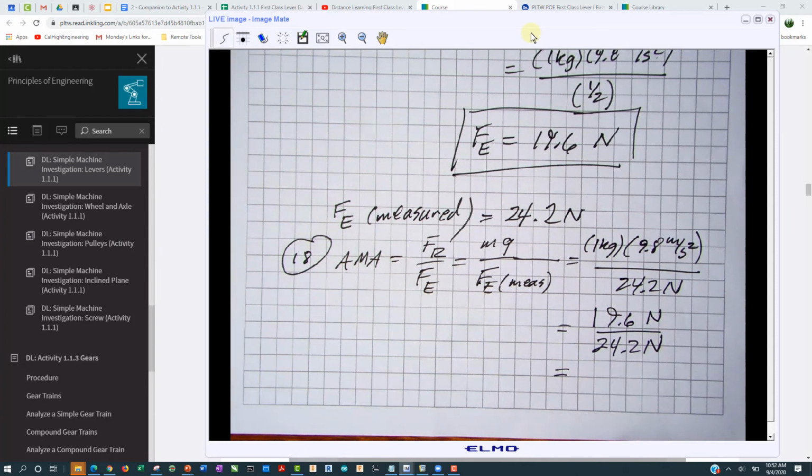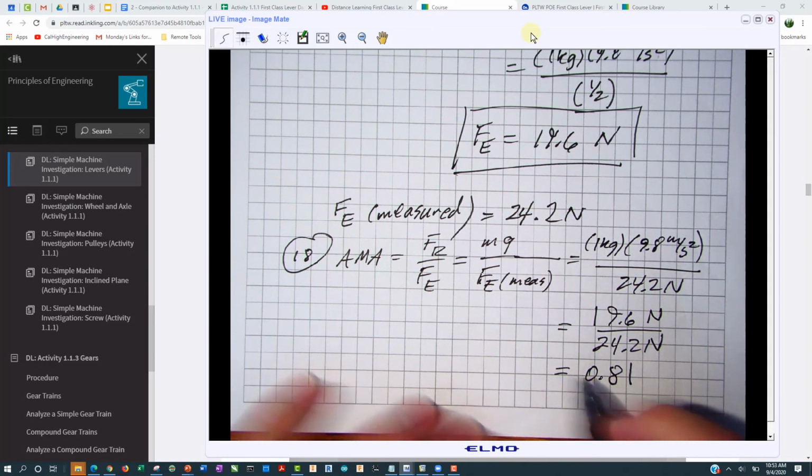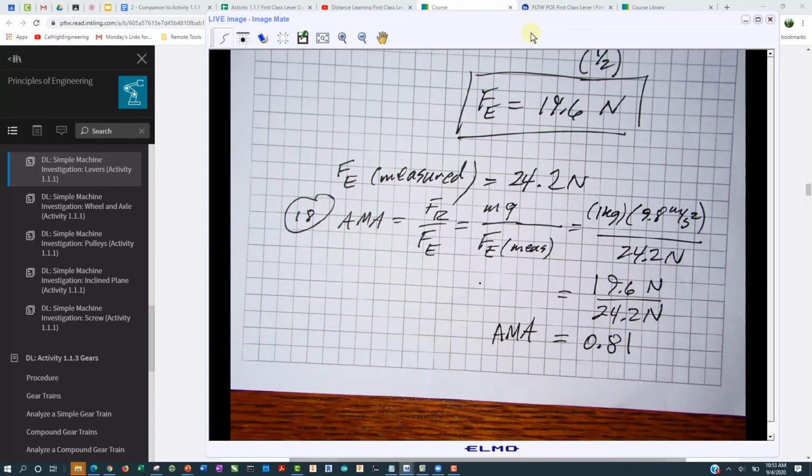And that number is equal to, so I go to my calculator, 19.6 divided by 24.2, 0.81 AMA. Okay.